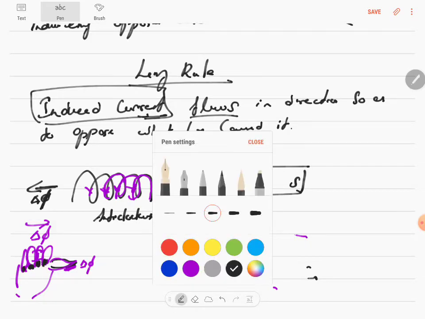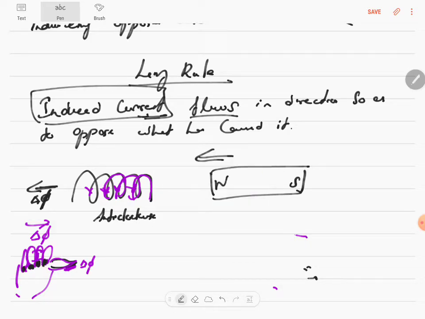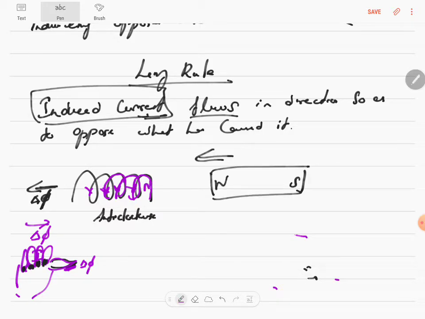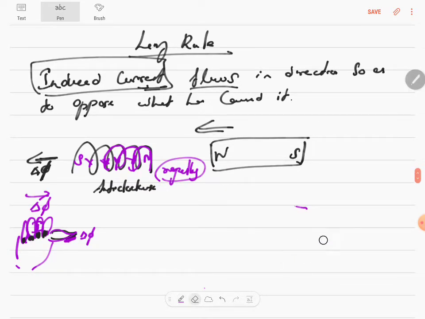So thus the current in the coil is anti-clockwise, and at that instant, because the current is anti-clockwise, this end behaves like a north pole and this end behaves like a south pole, and it starts repelling the magnet to oppose what is causing it, so that it will not come closer, it will go away. North pole is trying to oppose. So this is what happens.